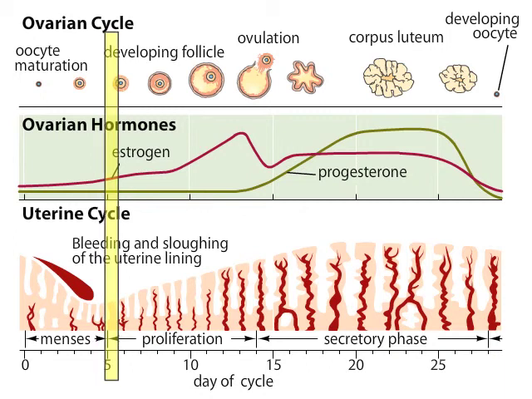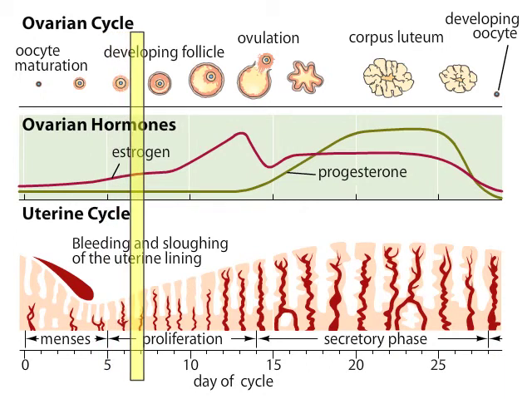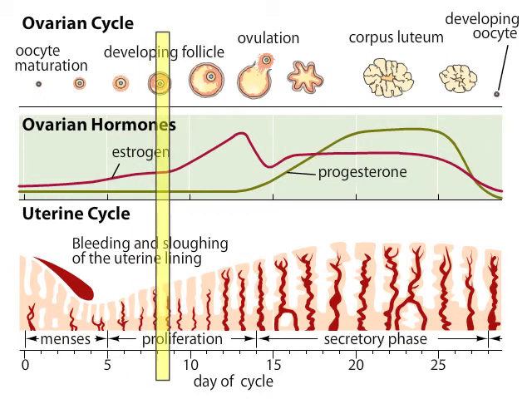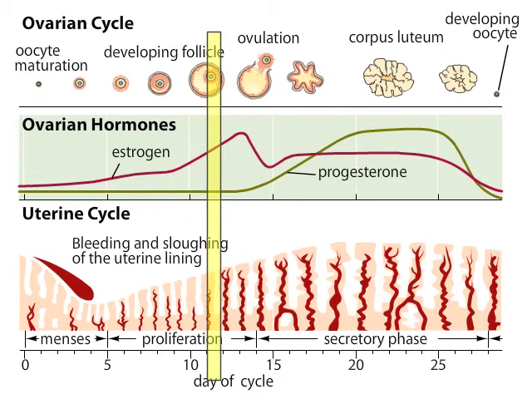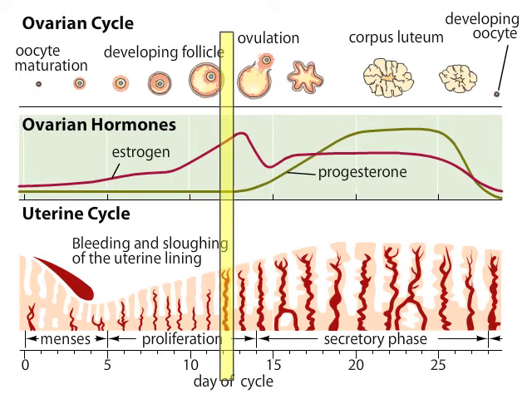About a week into the ovarian cycle, the developing follicle increases its secretion of estrogen, and estrogen levels in the body begin to rise. This hormone triggers the cells of the uterine lining to proliferate, and the lining becomes thicker. Just before ovulation, the level of estrogen in the body has reached its peak.